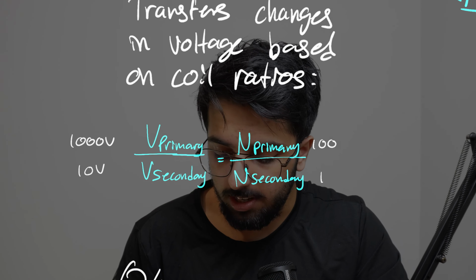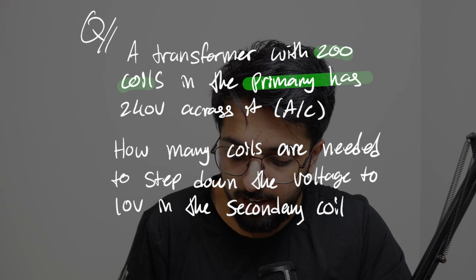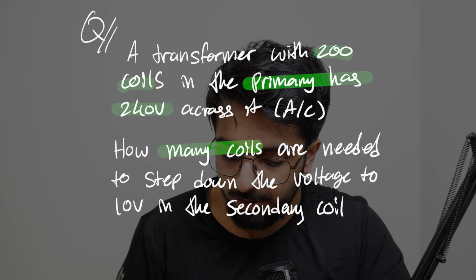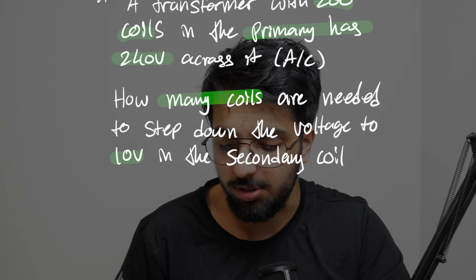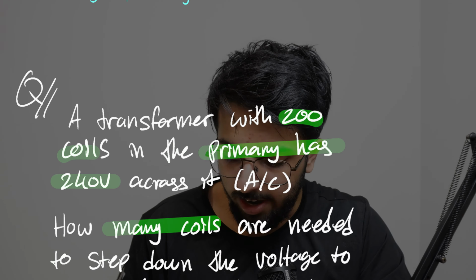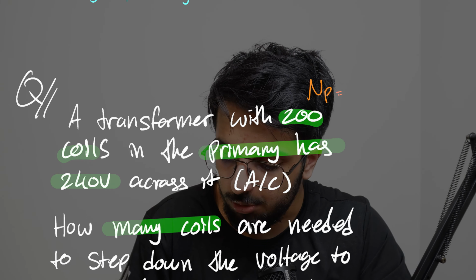So now that we know that, we can apply that to a question. A transformer with 200 coils in the primary has 240 volts across it. How many coils are needed to step down the voltage to 10 volts in the secondary coil, okay? So now figuring out our numbers, we can see that our primary coil has 200 turns, so our NP is equal to 200, okay?